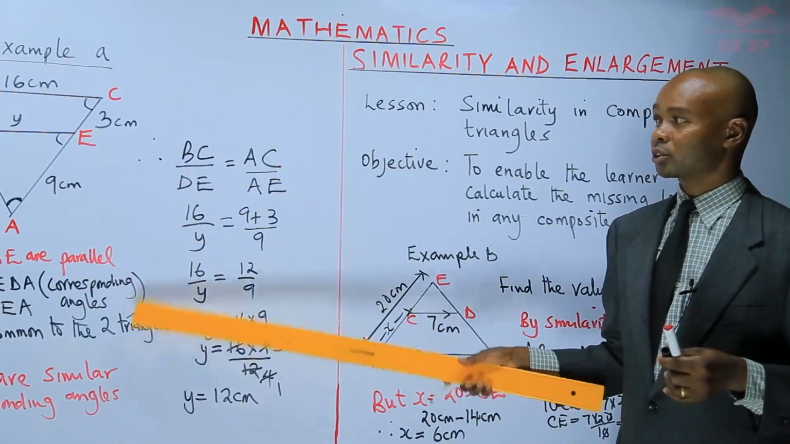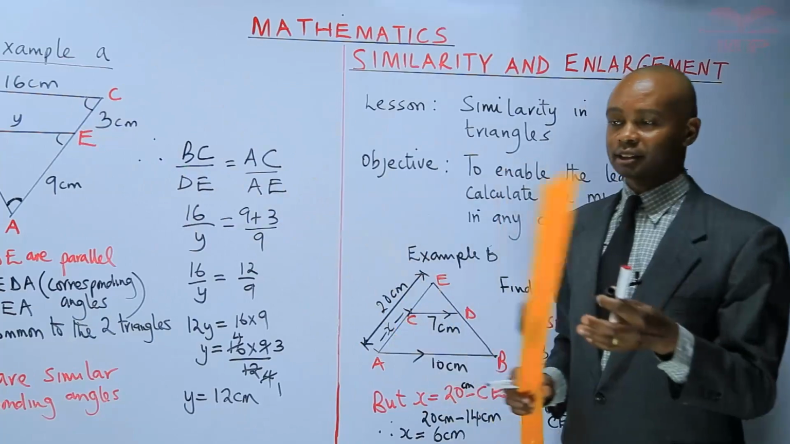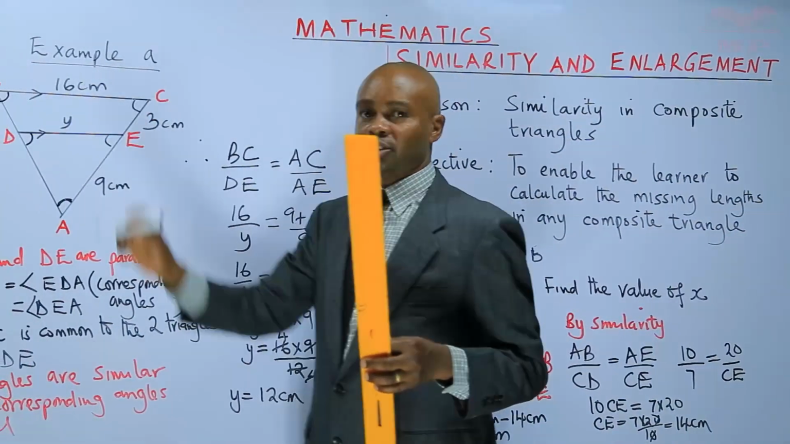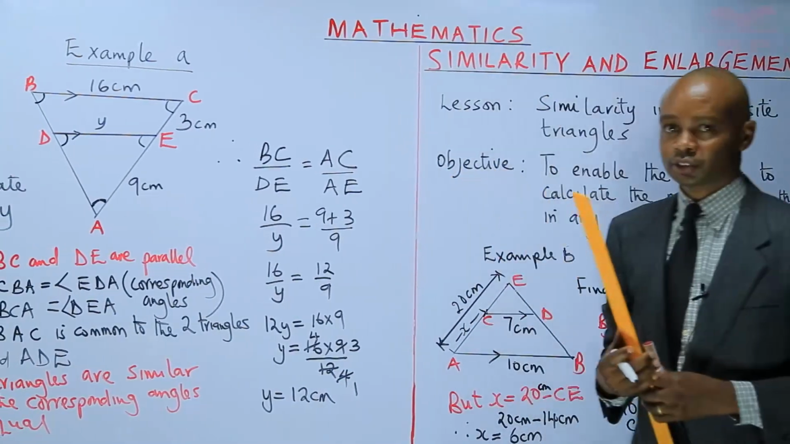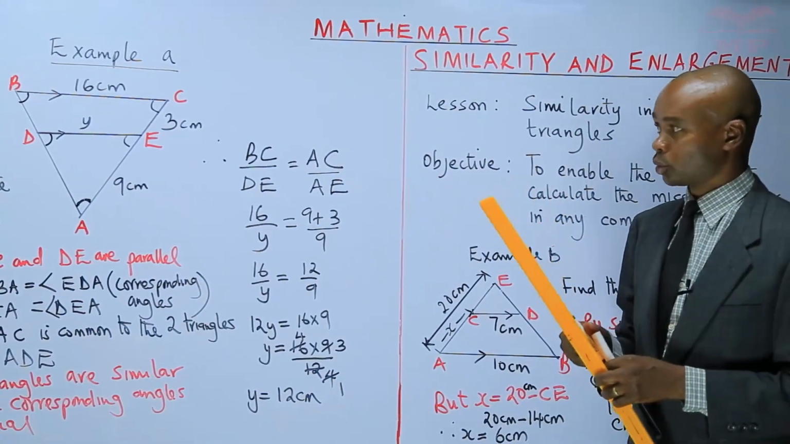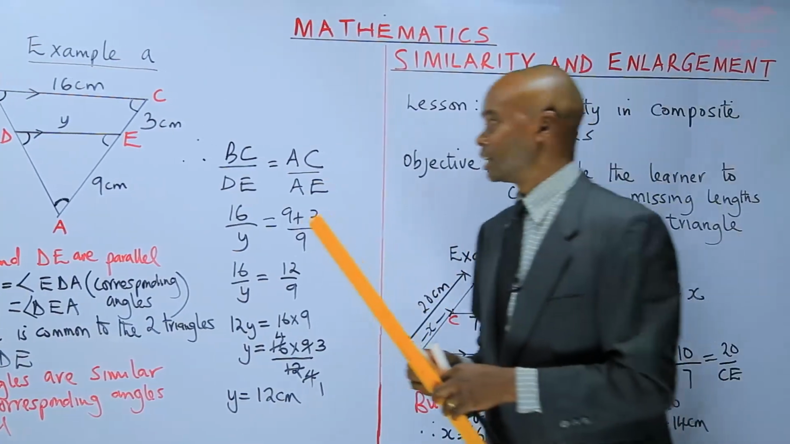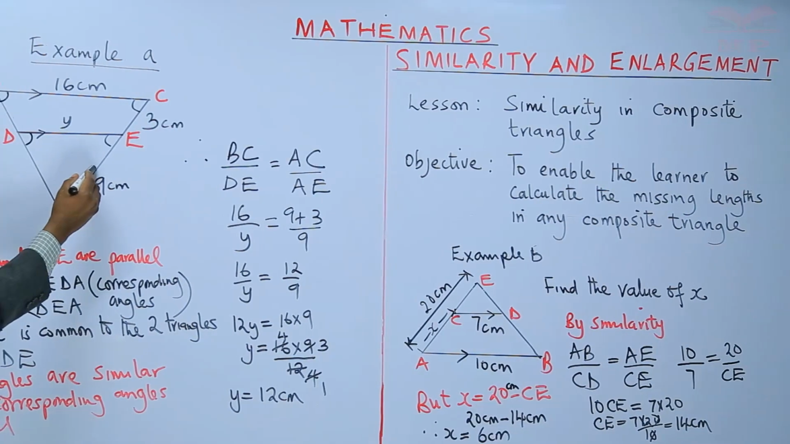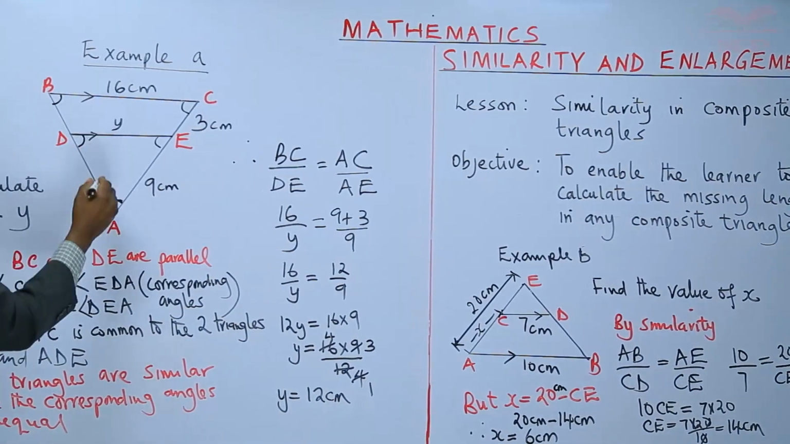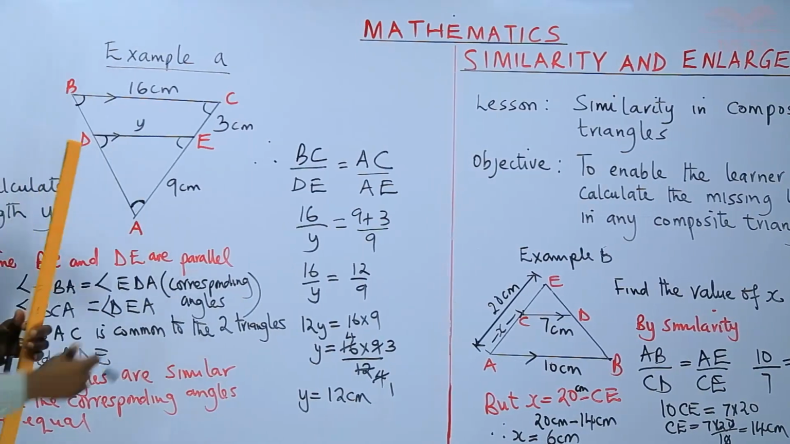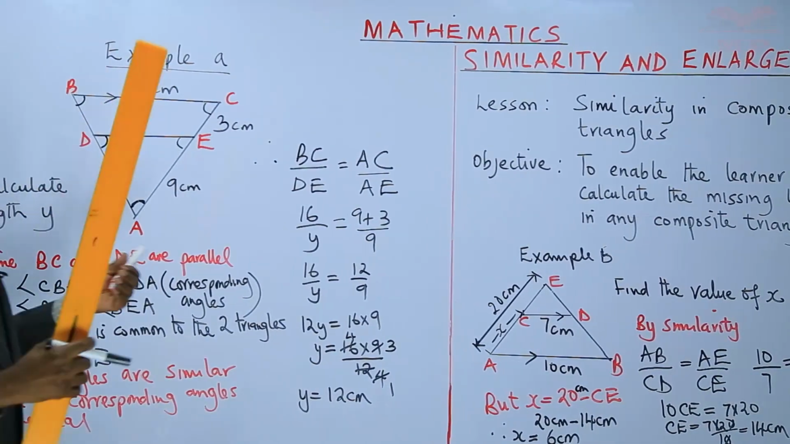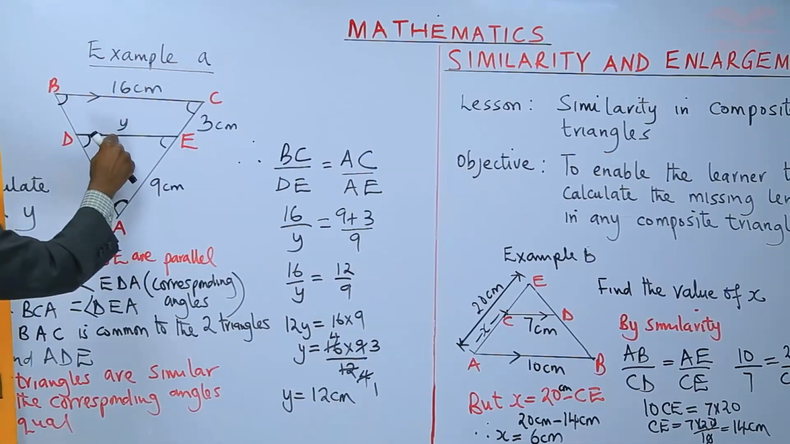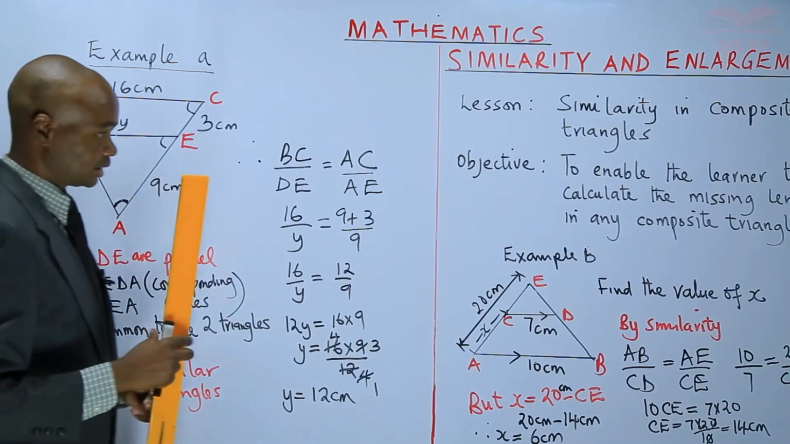So in most of the composite triangles, you'll find parallel lines. The parallel lines are the ones going to give you those pairs of corresponding angles that will make those two or more triangles in there that are similar. So they can even be more. If I put there another parallel line, we shall get 3 similar triangles. Another one, we shall get 4. So they can be many. They can be as many as 10 or even more, depending on these parallel lines within the triangle.